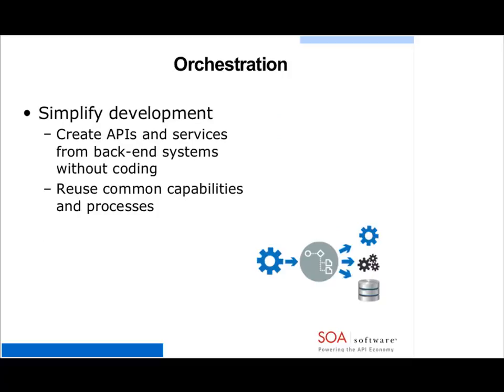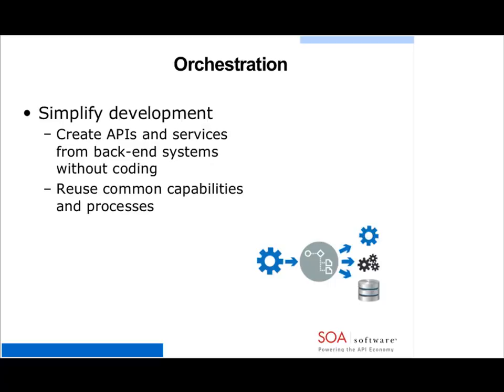The next valuable feature of a mobile application gateway is orchestration. Orchestration is needed primarily to simplify development, and once again, this is a speed, a time-to-market thing. You need to be able to create APIs and/or services from back-end systems with as little coding as possible.